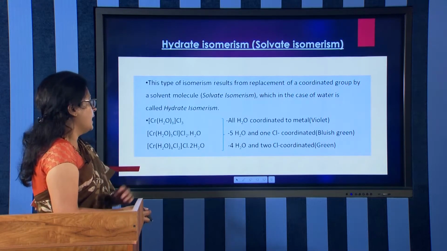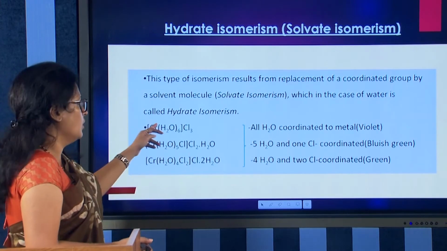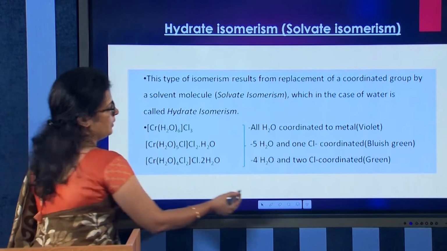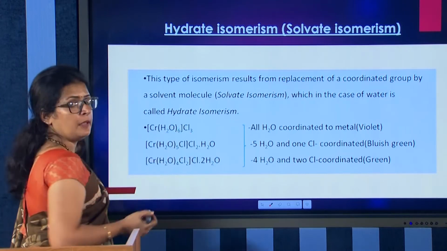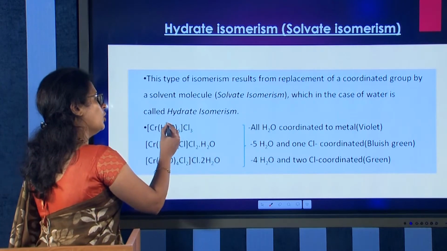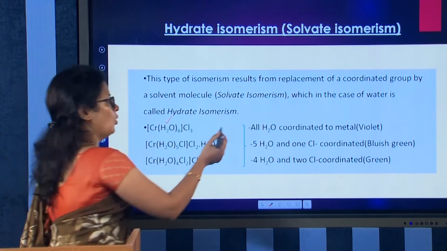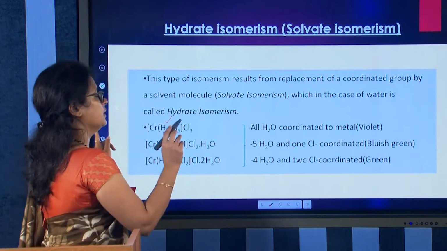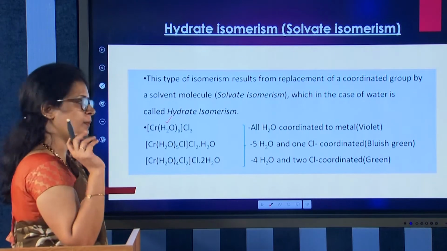Here are the examples. Here water is the solvent, so H2O molecules are there. In the first case you can see [Cr(H2O)6]Cl3. All 6 water molecules are ligands here. All H2O are coordinated to the metal, and the color of the complex is violet. It is a violet colored complex.